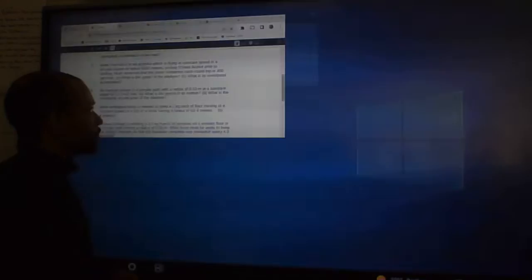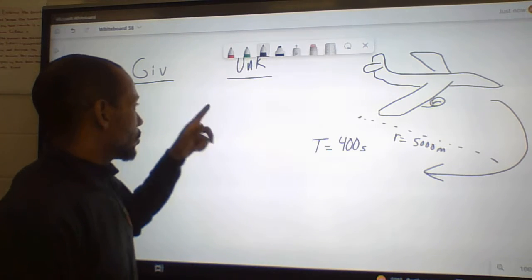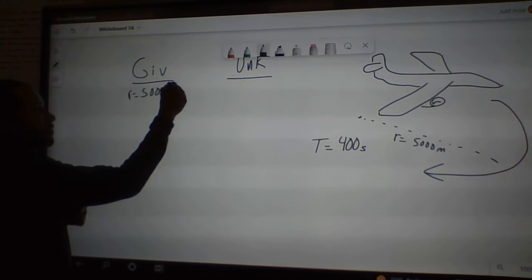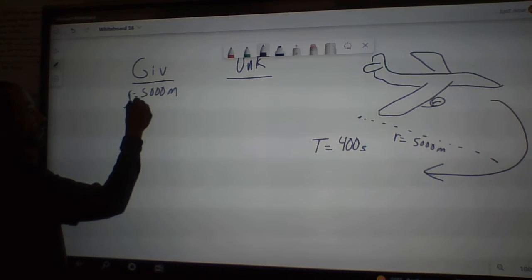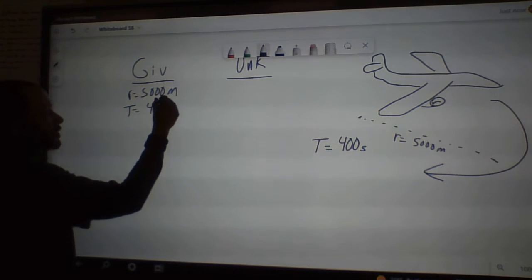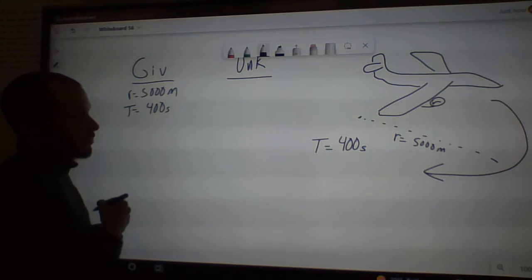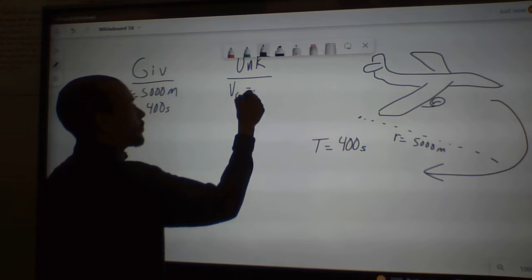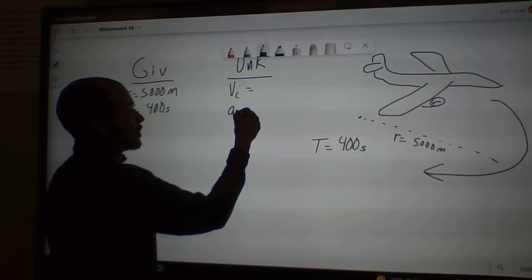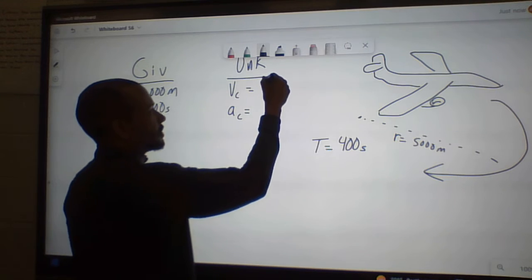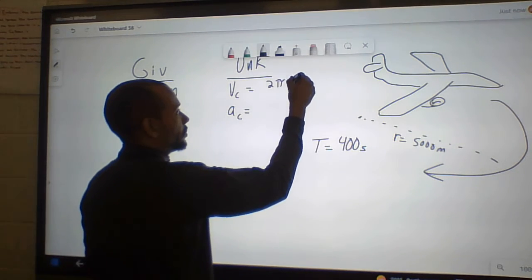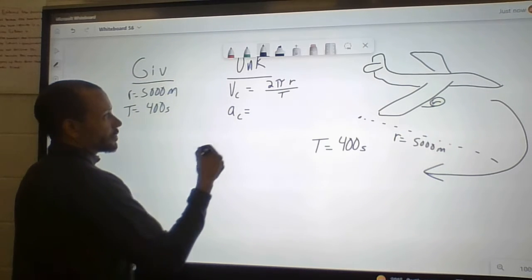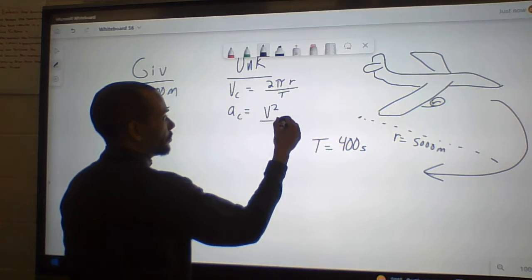So we'll go ahead and pull out our given information. We know that r is equal to 5,000. Period is going to be 400 seconds. And they're asking us for velocity. And they also want to know what acceleration is. So for velocity, we'll go ahead and use 2 pi r over T. And for acceleration, we'll be using v squared over r.